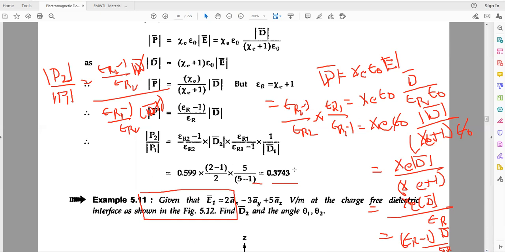There are so many formulas we got in today's examples, the boundary conditions, and in the last class also we got 3 examples, very important equations. Understood, my dear students?